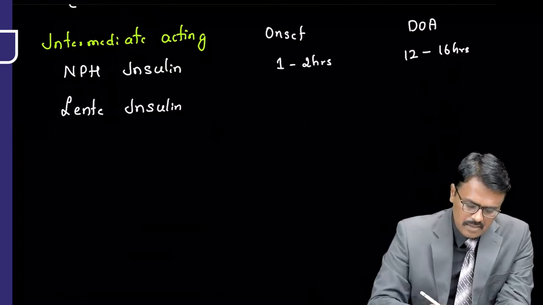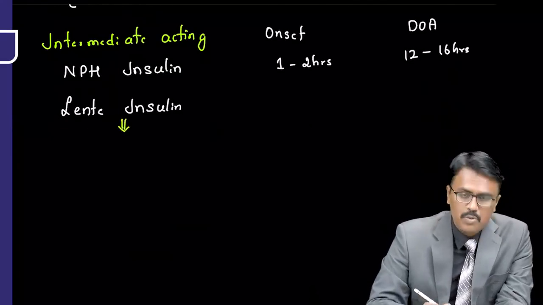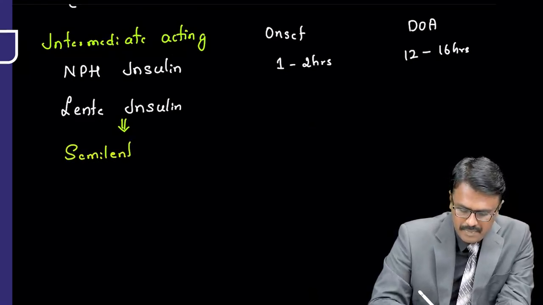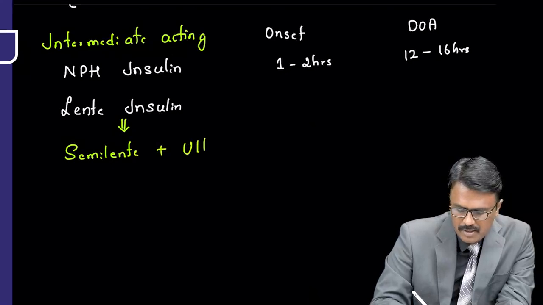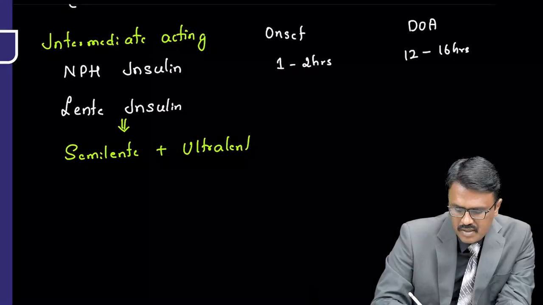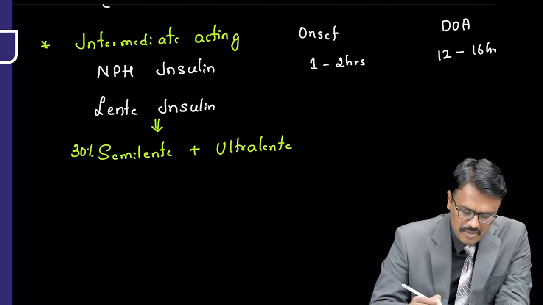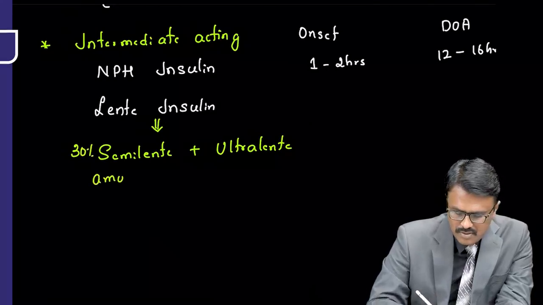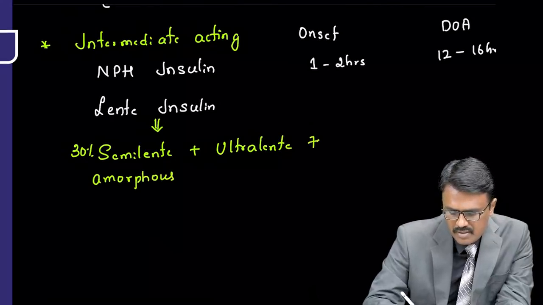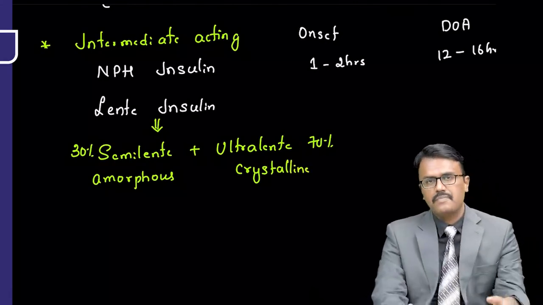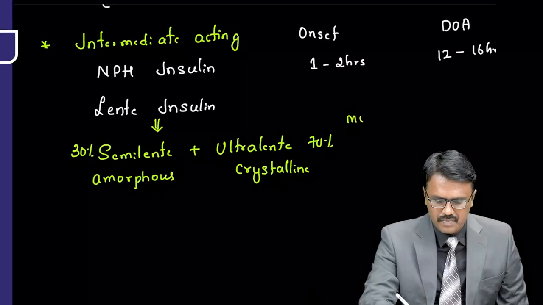Now, another important aspect: lente insulin is made up of two insulins. One is called semi-lente and one more is ultra-lente. This is a question asked in the AIIMS exam. How much is semi-lente? 30%, and it is amorphous. And ultra-lente is 70%, and that is crystalline. So that is called intermediate acting insulin. This was the MCQ asked.